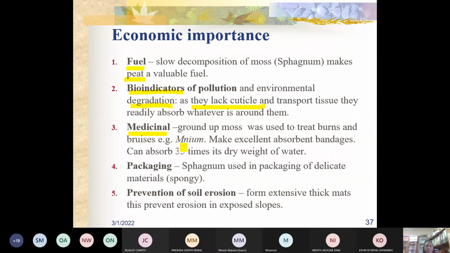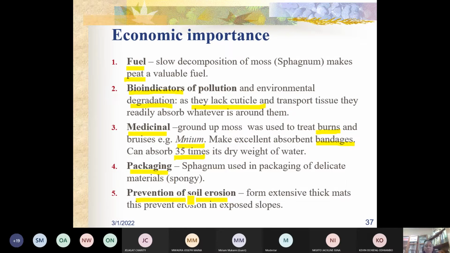We also have bryophytes that are useful as medicines. For example, minium is used to treat burns and bruises. Then they also make very good bandage material, because they can absorb water or fluids up to 35 times their dry weight. So you can use them as napkins or bandages. Then they are good as packaging because they are soft and spongy, so they can be used to package material.